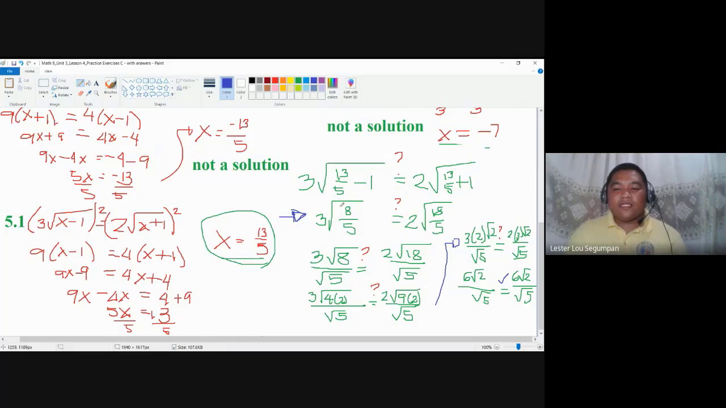Instead of simplifying this 8 here and the 18 on the other side, return them inside the radical. Instead of 3, this will become 9 inside. That should become 8 times 9. And instead of 2, this will become 4 inside. 8 times 9 is 72. 18 times 4 is also 72. That's a better shortcut. So you really have the square root of 72 over 5. On the other side, you also have the square root of 72 over 5. That is another way to check whether our value of x is a solution or not.